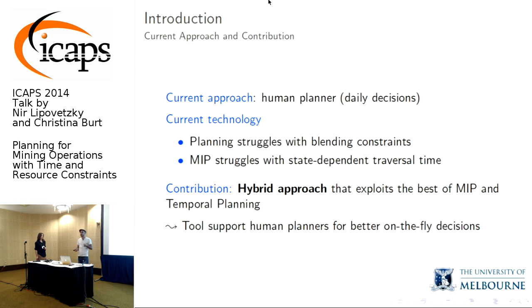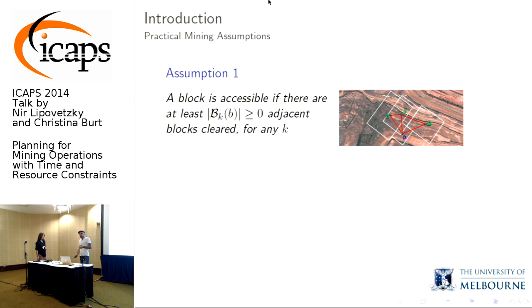And the idea is that we want to create a tool in order to support these human planners to make better decisions on the fly. So be able to reason about the different ways that they can achieve whatever they're trying to achieve. So we make some assumptions.